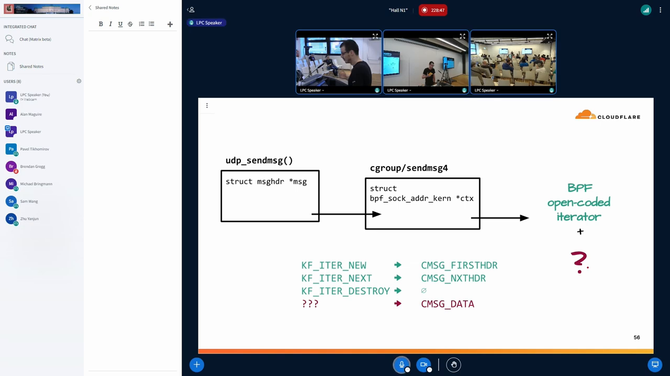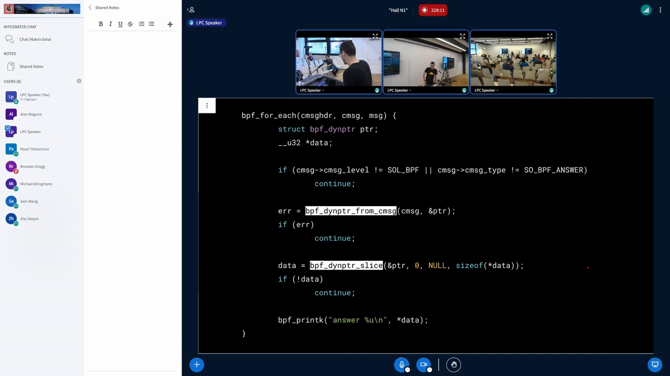But that's not all. We're just walking the vector of the message headers. We're still left with a question: how do we actually access the data of each message, right? How can we expose that? That's where BPF dynamic pointers seem to be a really good fit. We could just introduce a new type of dynamic pointer that would give you access to cmsg data, and you would just access it as a dynamic pointer read-only slice, just like we do today for other types of dynamic pointers.